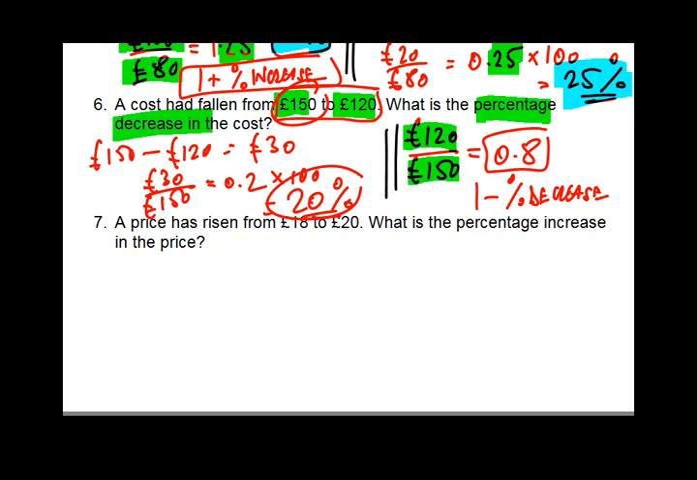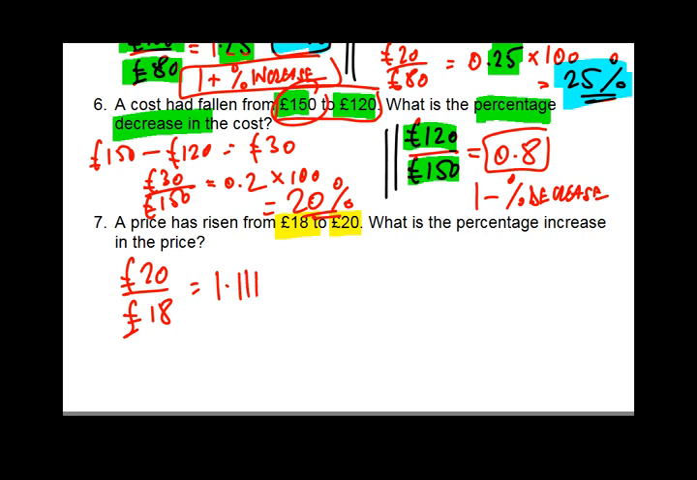Well, what about question 7? So hopefully you've already had a go at this. Pause me if you want to have a go. We've got price rising from 18 to 20. Well, we can do this in a couple of different ways. We can either take the price that it ends up at, divide by the price that it starts at. Now £20 over 18 gives me 1 point.